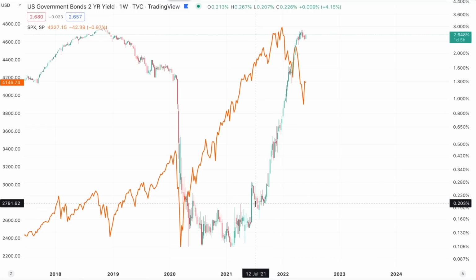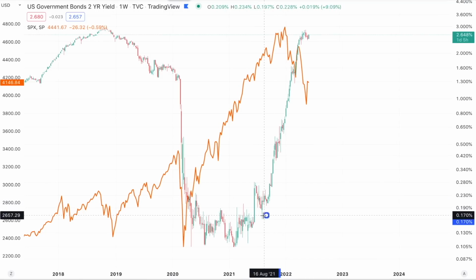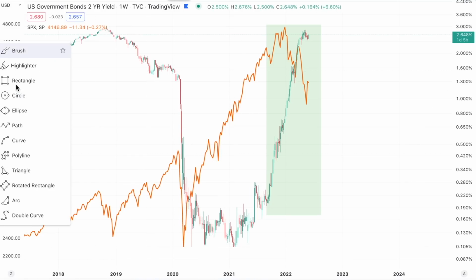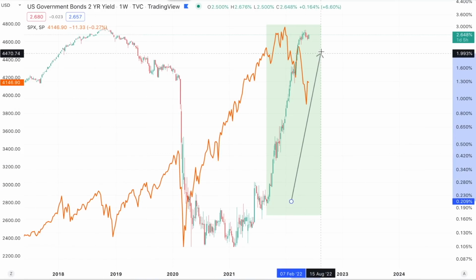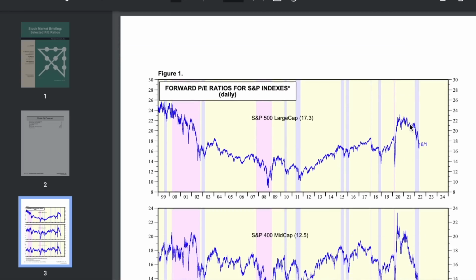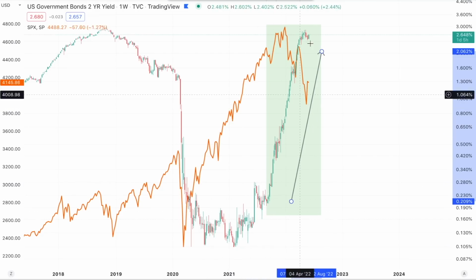So this has really driven a large part of this correction that we've seen. It's been the rise of the 2-year yield that's really been putting a lot of pressure on PE ratios. And you can see PE ratios dropped from around 23 here to 16 very, very rapidly just over the course of 2021 and the beginning of 2022 as we've seen this 2-year yield rise.